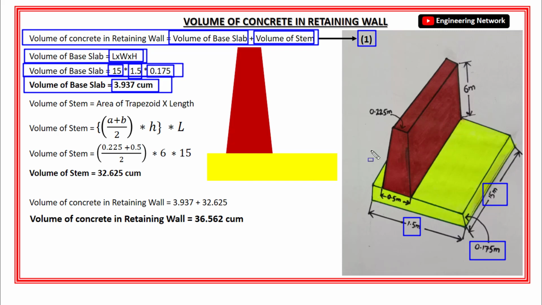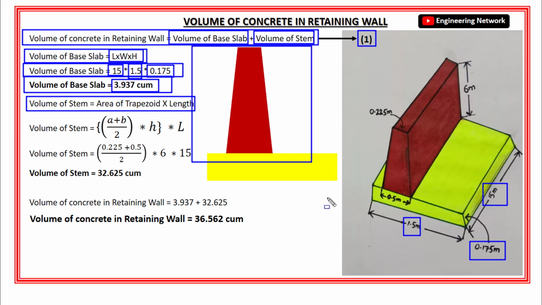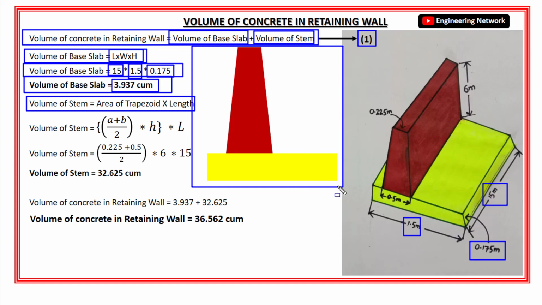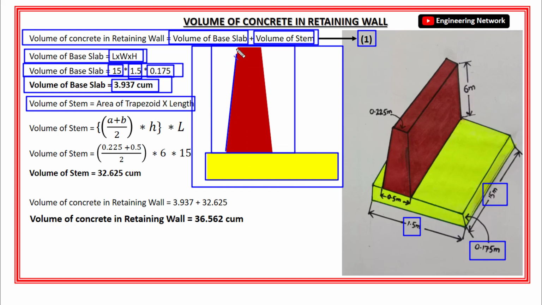Okay. Next I have to find out the volume of concrete in the stem of this retaining wall. Now if you look at this retaining wall from one side, you will find this retaining wall just like this. Okay. And here this is the base slab and this is the stem of the retaining wall. Now if you look at the shape of the stem, it is basically in trapezoidal shape, right? So here the question is how to calculate the volume of trapezoidal shape, or what is the formula of volume for the trapezoidal shape. Okay?